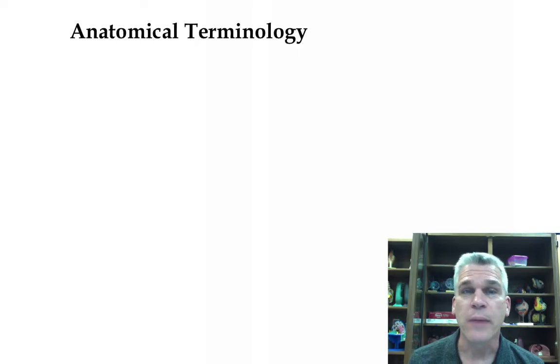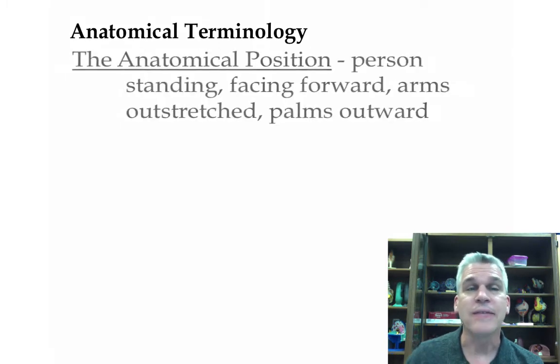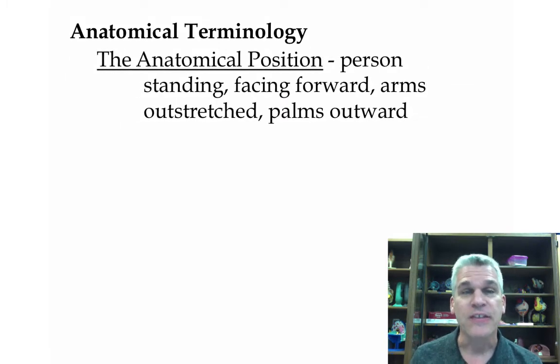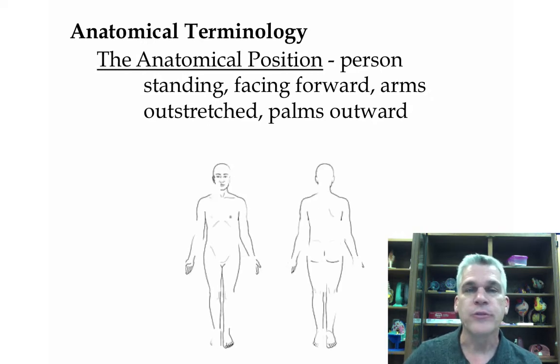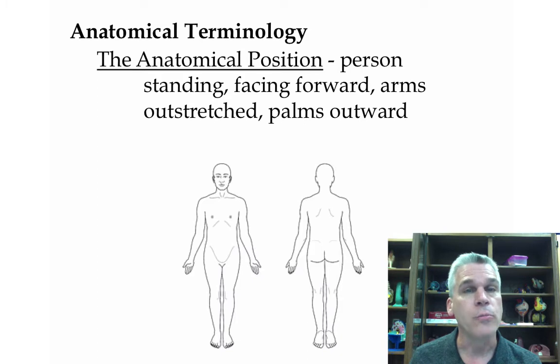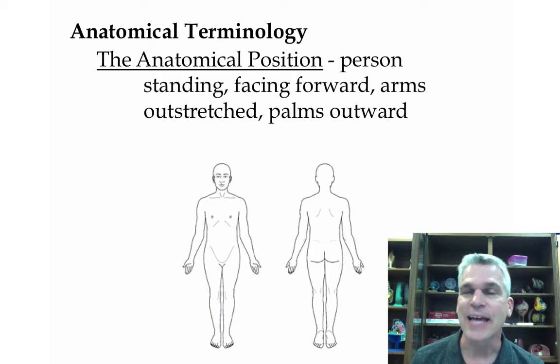In the study of the human body, we use all these new terms. It's like a whole new vocabulary. We like to refer to it as the anatomical terminology. Today we're going to be focusing specifically on the anatomical position. This is a person who is standing, facing forward, with their arms outstretched and their palms outward. So whenever we say the front or the back of something, or the right or the left of something, it's always going to be based on anatomical position.